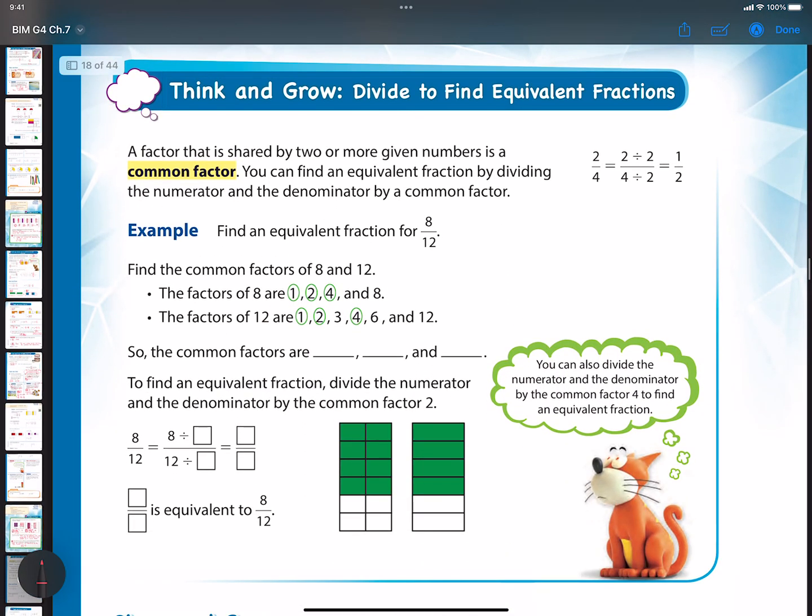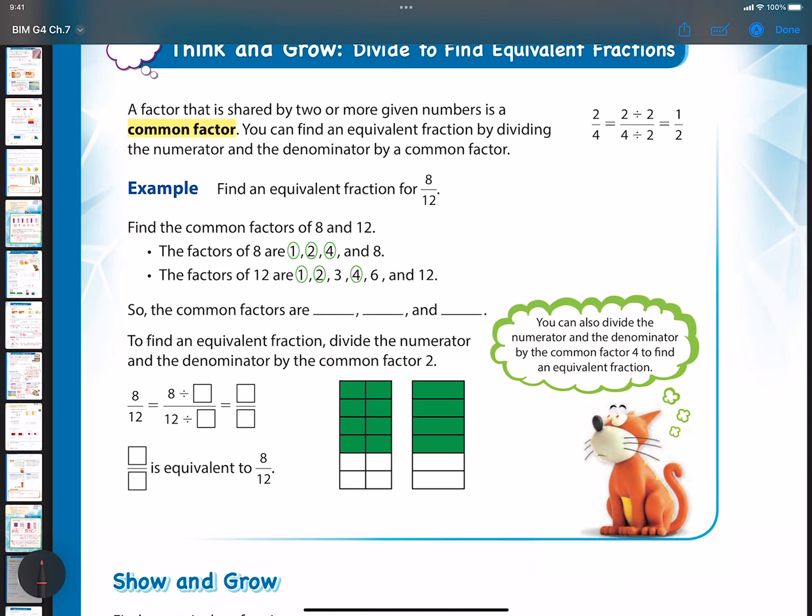Now let's move on. A factor that is shared by 2 or more given numbers is a common factor. Common means we have the same feature or something special, right? So you have the same thing, I have the same thing, that's common. If everybody has it, that's common. So common factor means a factor shared by two numbers or more.